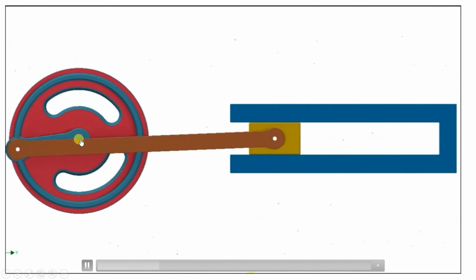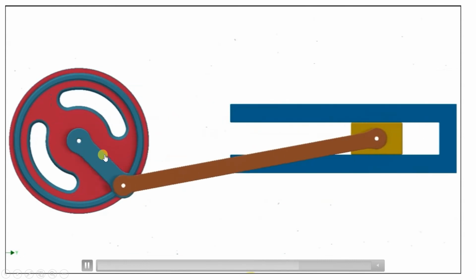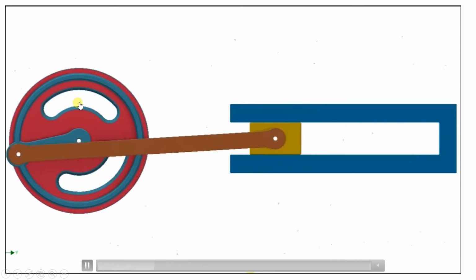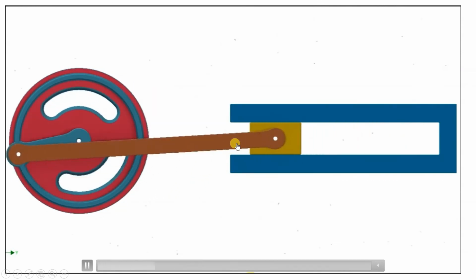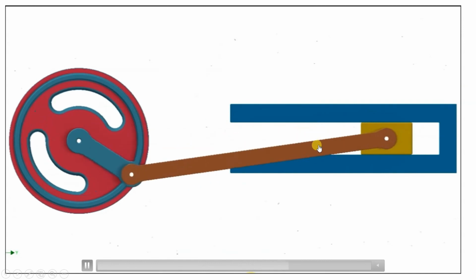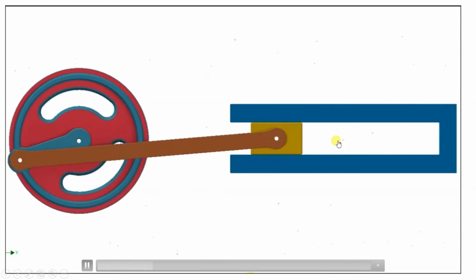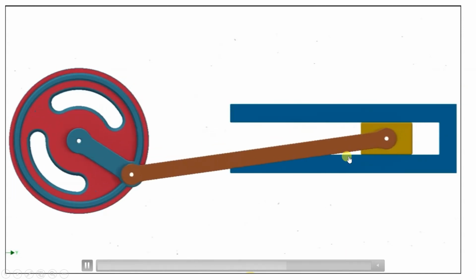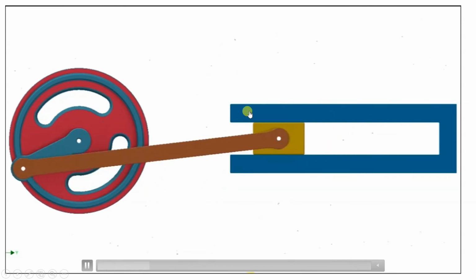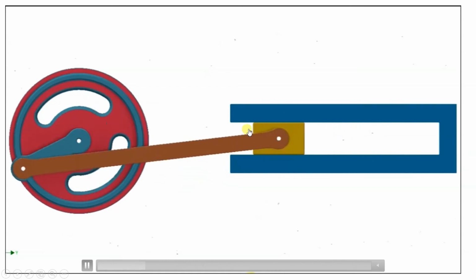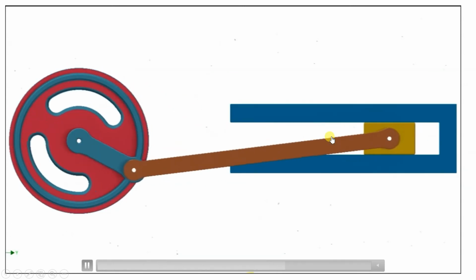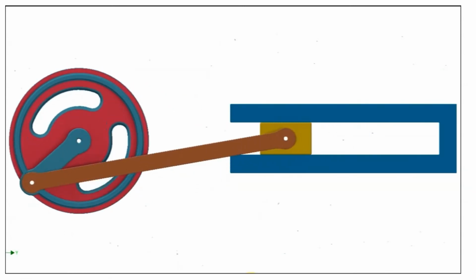Okay, so here you can see this is the crankshaft, the small one. It is rotating, and here you can see this is the connecting rod. It has a general plane motion, and this is a piston which slides inside the cylinder. It cannot travel in the vertical direction because of the cylinder. So basically here circular motion, rotary motion, is converted into reciprocating motion.